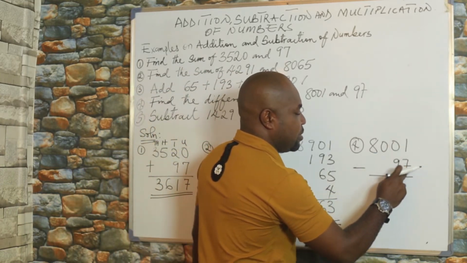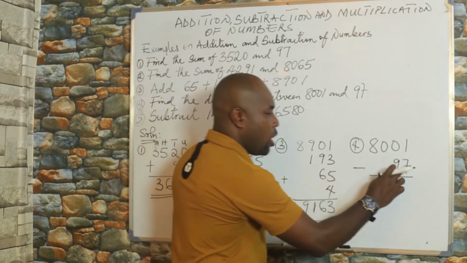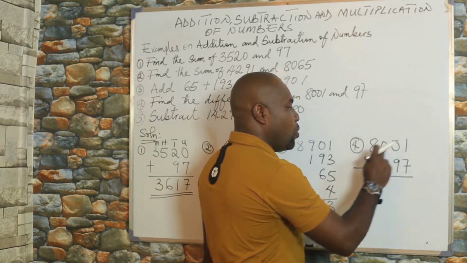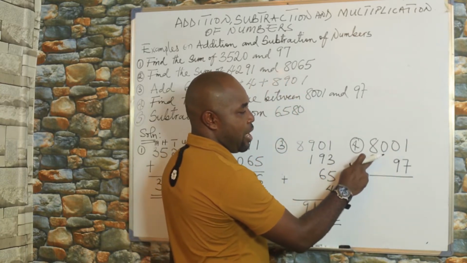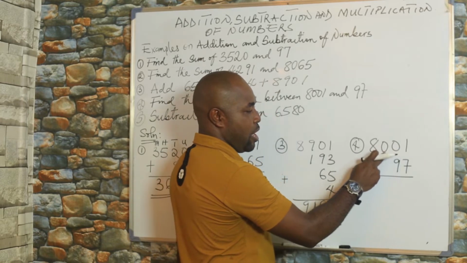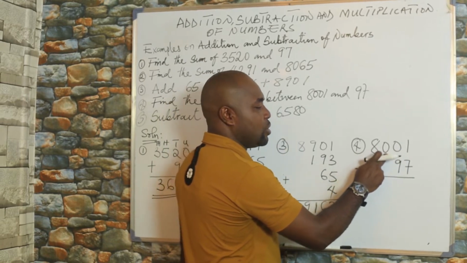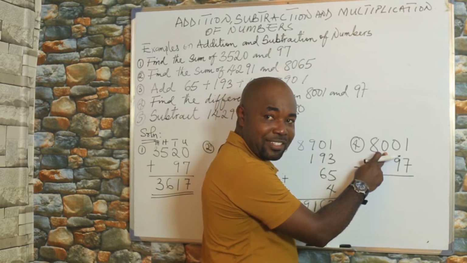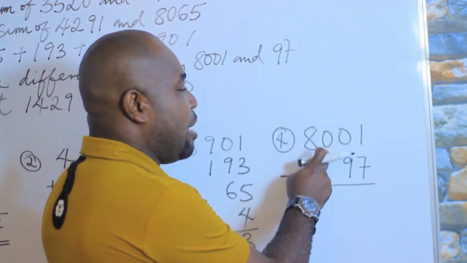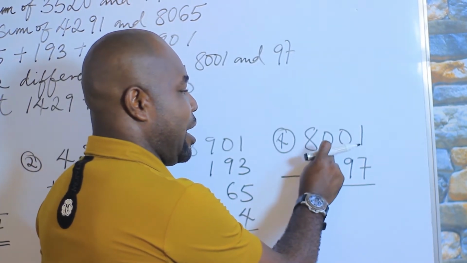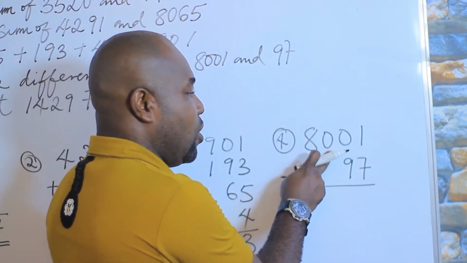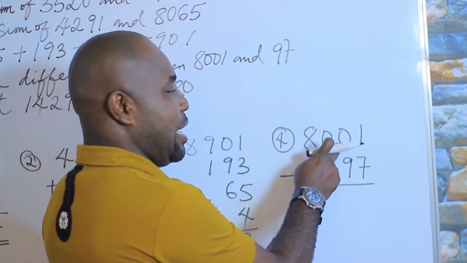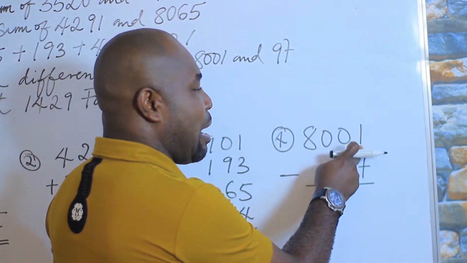1 minus 7, it cannot go because 7 is greater than 1. Then we have to take 1 from here because we have 0 here. We take 1 from here, we add to this, it becomes 10. We lift 1 from here again, here remaining 9. We now add to this, here becomes 10. We still lift 1 from here, here remaining 9. And we add to this, it becomes 11.